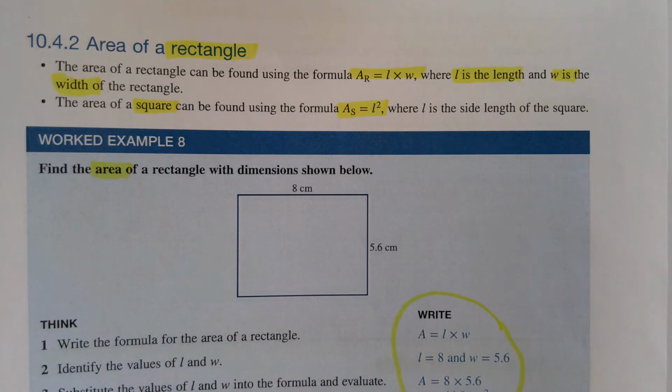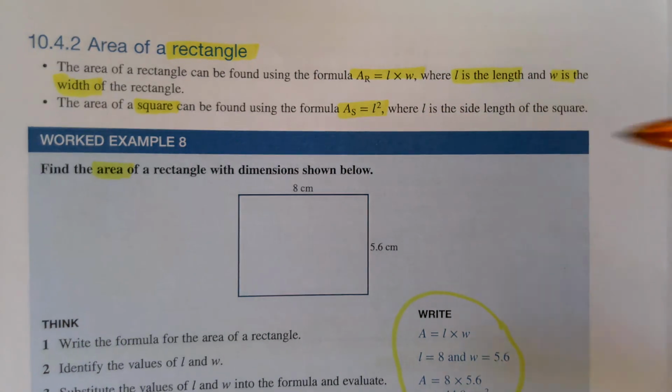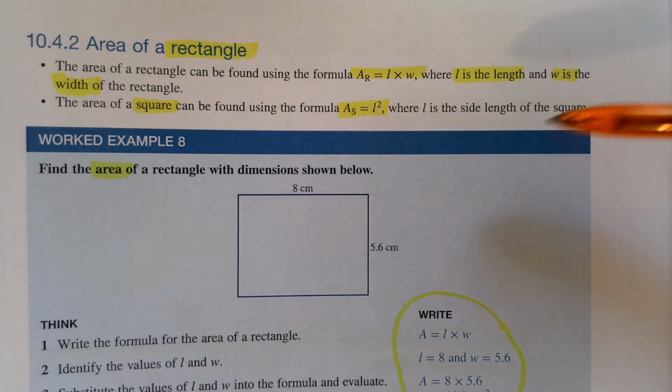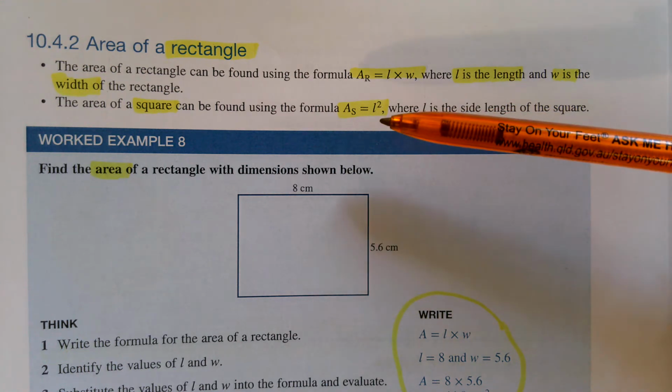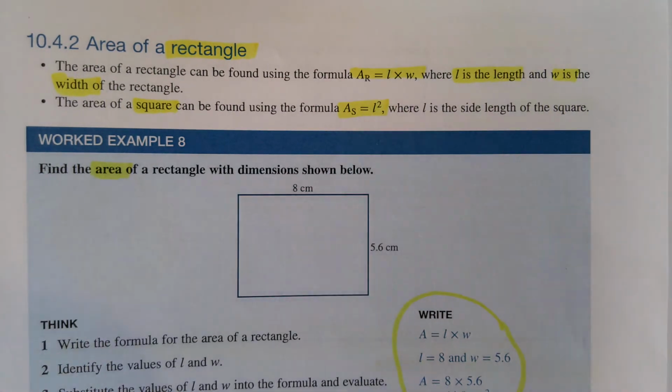The first area we're going to look at is a rectangle. So the formula is length times width, the L is length and the W is width. For a square, because all four sides are the same, it's just the length squared. So copy down particularly the highlighted parts, please.